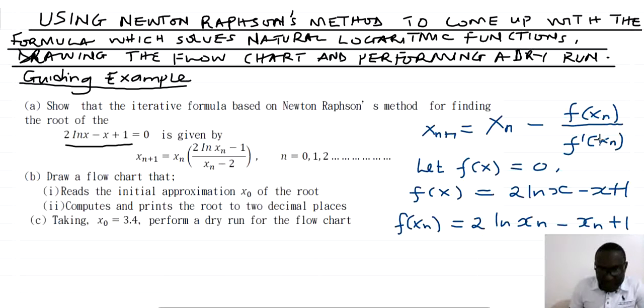Next, we need to find f derivative of x. We differentiate this, not this. Reason being, this is a discretized function. In other words, it has been evaluated at a specific point, meaning it has become a constant. So we only differentiate continuous functions. So this here, when you differentiate, is going to give us 2 times differentiating a ln of x with respect to x. You will have to differentiate the function, which is 1 divided by the function itself. And this is x minus differentiate x with respect to x, you get 1.